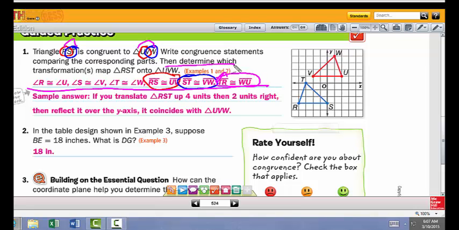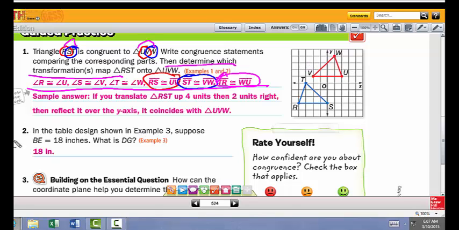And then the other thing they ask is determine which transformations map one onto the other. And here's one possible answer. Remember, you could do this in more than one way, and you might do it in a different order, but this is one possible answer. If you translate RST up 4 units and then 2 units right, so if you went up 4 units and then 2 units right, and then reflect it over the y-axis, it coincides with UVW. Some of you might reflect it first, so you have it over here, and then translate it by going up and left.